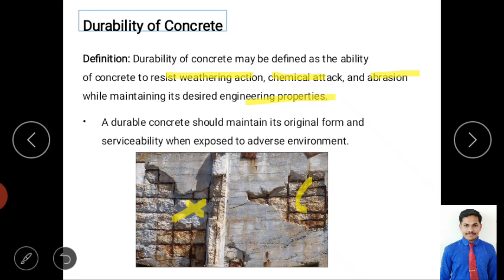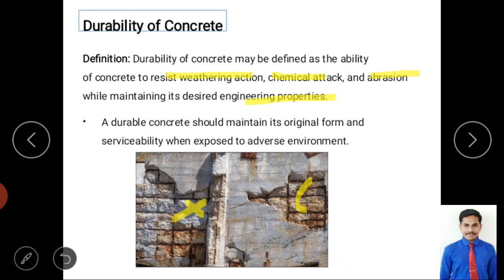So that's what durability of the concrete may be defined as, the ability, ability meaning strength, of concrete to resist the weathering action and chemical attacks. So what do chemical attacks mean? It may be an acid, or it may be in the form of gas, or some acidic rain, and abrasion, meaning removing, wearing, tearing, right? It has to maintain a particular engineering property.